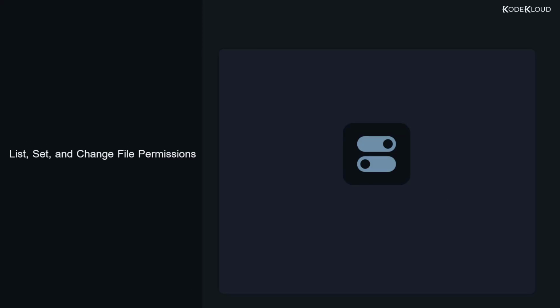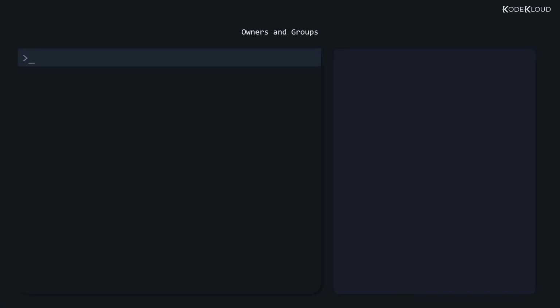We'll now discuss how to list, set, and change standard file permissions in Linux. To understand how file and directory permissions work on Linux, we must first look at file and directory owners. If we type ls -l, we'll see something like this. Any file or directory is owned by a user. In this case, we see that the file family_dog.jpg is owned by the user called aaron.